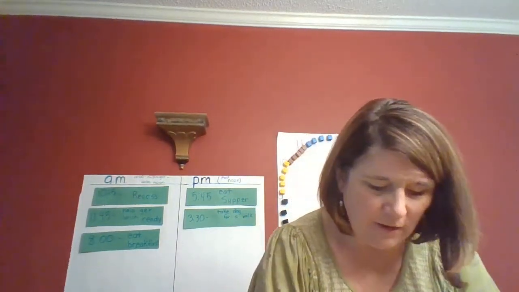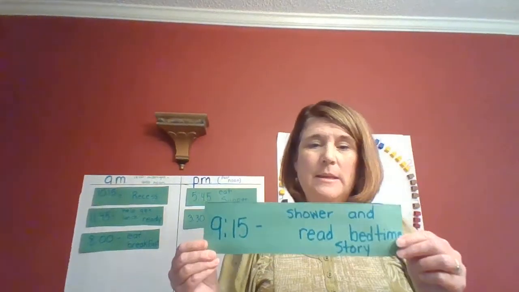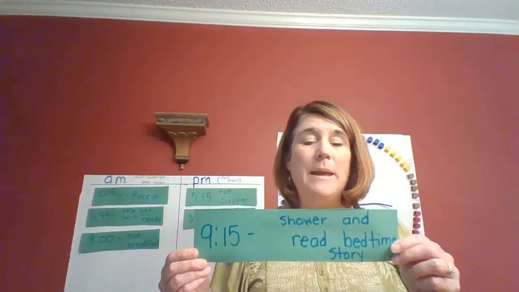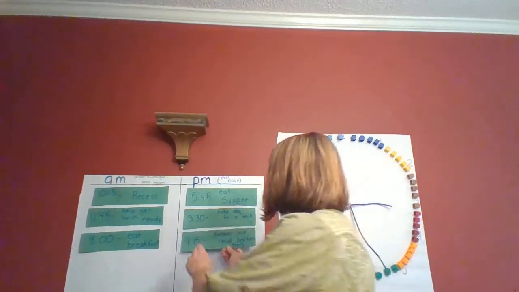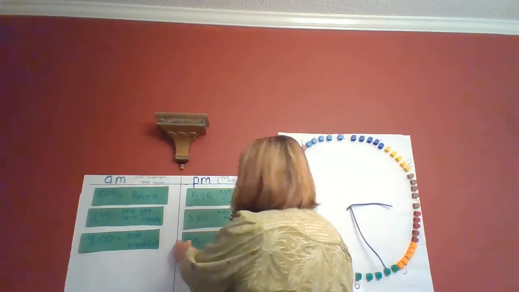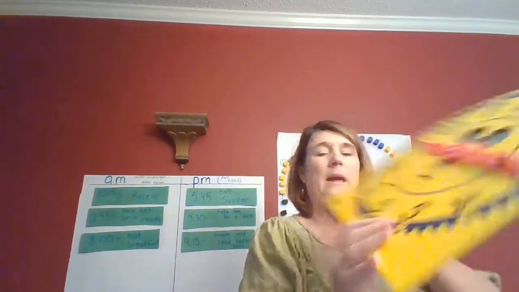Okay, here is our last one. The last one we have to put on our chart says 9:15, shower and reading a bedtime story. AM? PM. You're right, PM. That is 9:15 p.m. So if the clock showed 9:15, and your mom said, it's time to get your shower and get ready for bed and read your bedtime story, that would be 9:15 p.m.